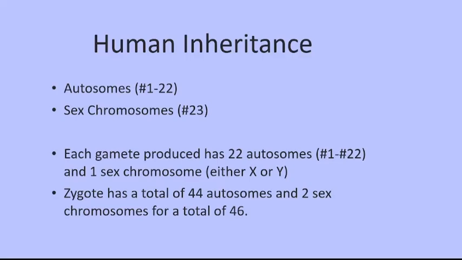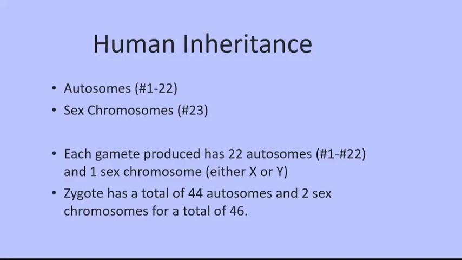So we know that each gamete produced, only a sperm or an egg, will have 22 autosomes and one sex chromosome, either X or Y. The sperm will likely have a Y, and the egg is likely going to have an X. So the zygote is supposed to have 44 autosomes and two sex chromosomes, for a total of 46. However, we have learned about diseases and disorders, which means you could potentially have a 47th chromosome, but that doesn't matter.